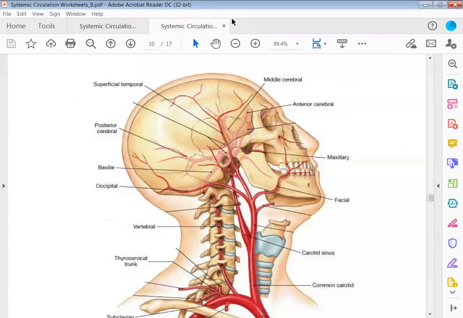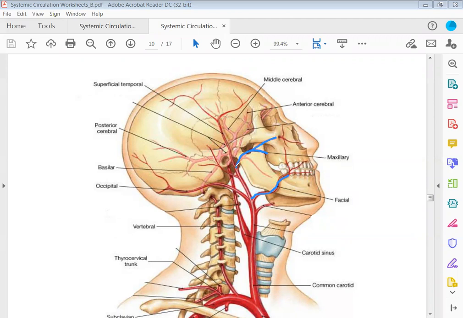Grabbing my pen again. Okay, then going across the face right here, this is going to be your facial artery. Then you have another one that comes around. It looks like it encircles the top of the mandible, and it's going to go into the maxillary area here. That is your maxillary artery.